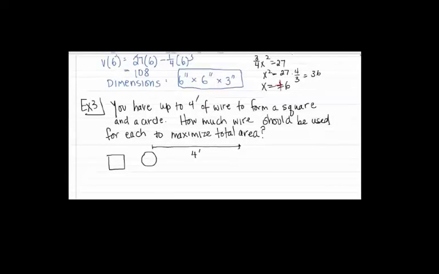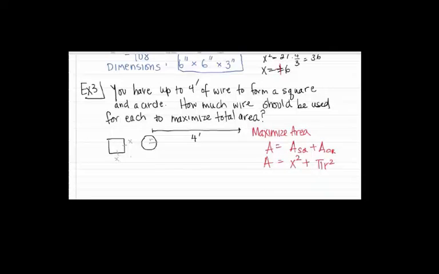So I don't really know anything about the square except it's got to be x and x, and my circle has some radius r. So we're trying to maximize the area, and the area is going to be the area of the square plus the area of the circle, so that should be x squared plus pi r squared. The perimeter of this square plus the perimeter of the circle should equal 4 feet. Does that make sense? We're trying to build the square and the circle. So the perimeter of the square is going to be 4x because you have to add up all the sides, and the perimeter of the circle is also called the circumference, which is 2 pi r.